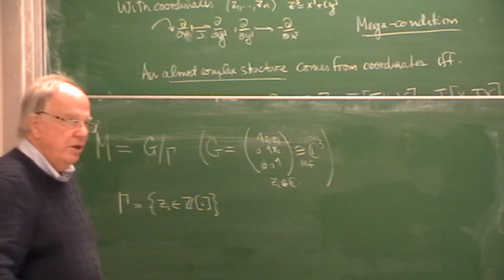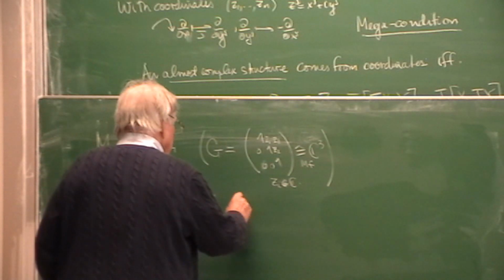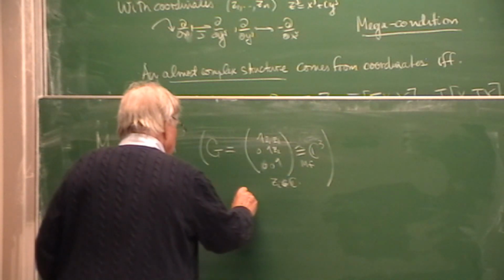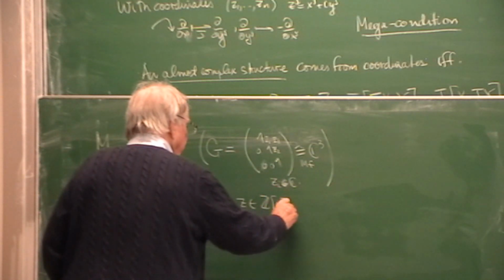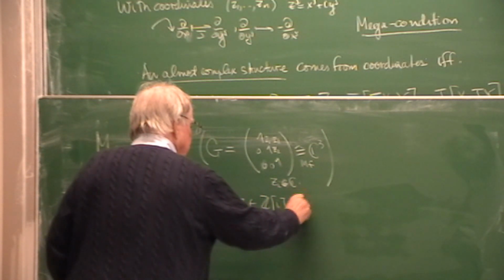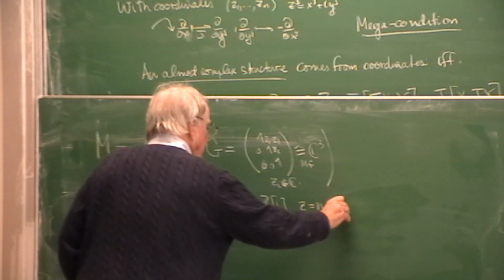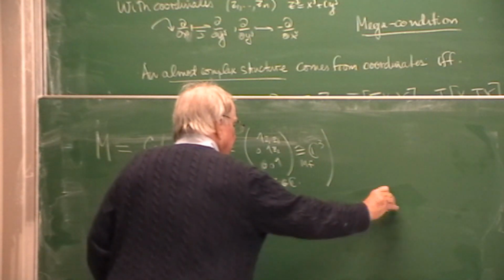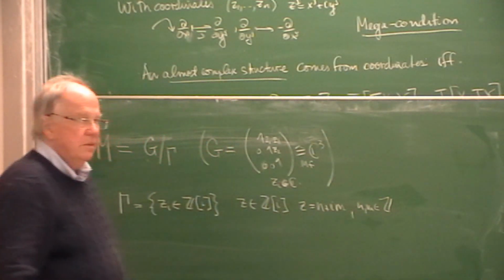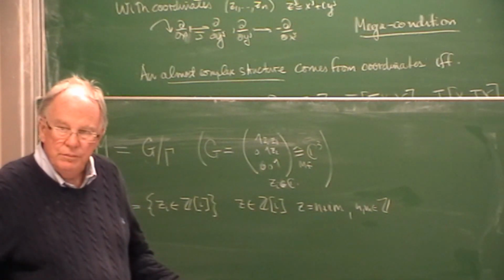So Gaussian integers means Z, a Gaussian integer. I don't know if you're familiar with this notation. It means Z equals n plus i m, where n and m are integers. Okay?